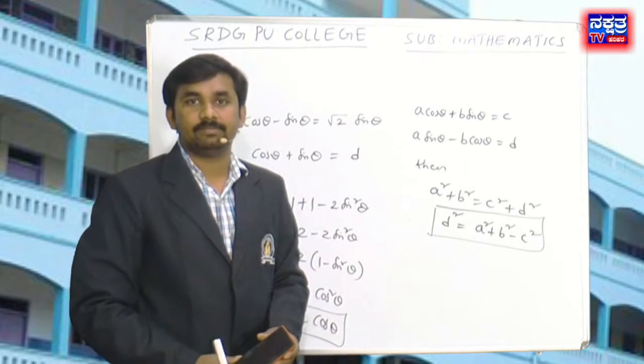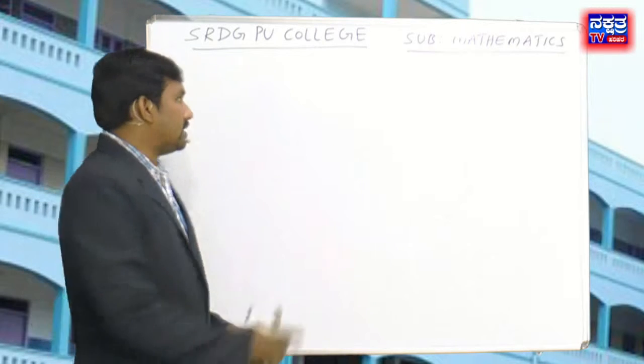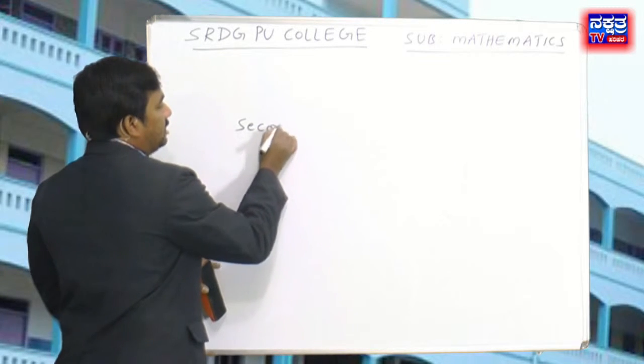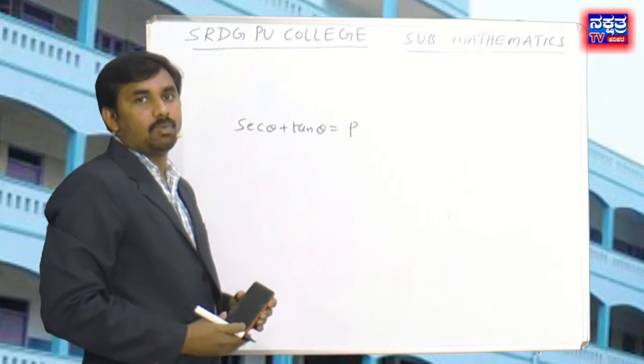What's the next question? If secant theta plus tan theta equals P, then tan theta is equal to: option A, 2P by P square minus 1. Option B, P square minus 1 by 2P. Option C, P square plus 1 by 2P. Option D, 2P by P square plus 1. See students, here the relation secant theta plus tan theta equal to P is given. Then the question is, what is tan theta?